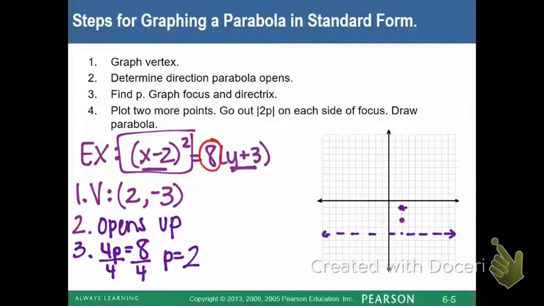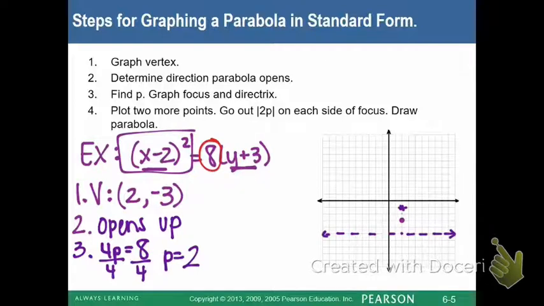Okay, my last step here is to actually draw the parabola. Now, just looking at what I have so far, I need a little bit more. I can't just draw a parabola because I don't know if it's going to be super skinny or really wide. I can't tell just based on the drawing I have so far.